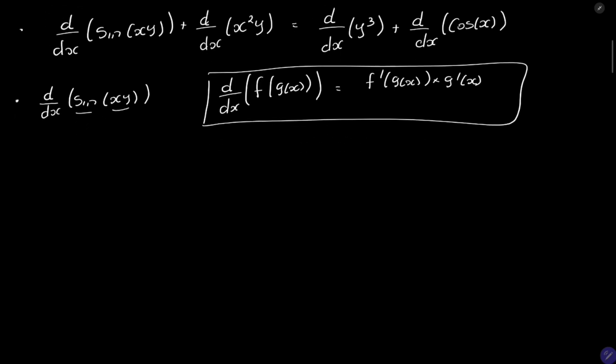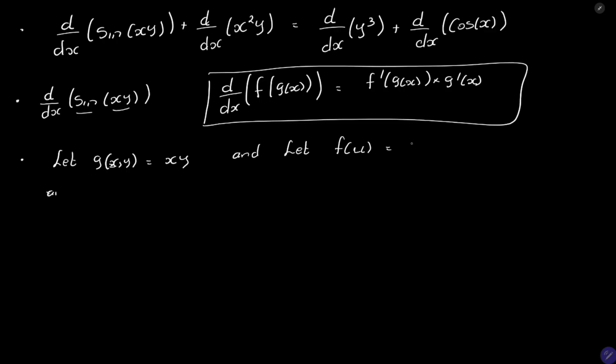So the first thing we need to do in this case is to identify our g of x and our f of x. So we'll say let g be the function. Why do we say g? Because g of x is a function in terms of x, whereas our function in this case is a function in terms of x and y. So we could still say let g of x comma y be equal to xy. This implies, and let f of u be equal to sine u.